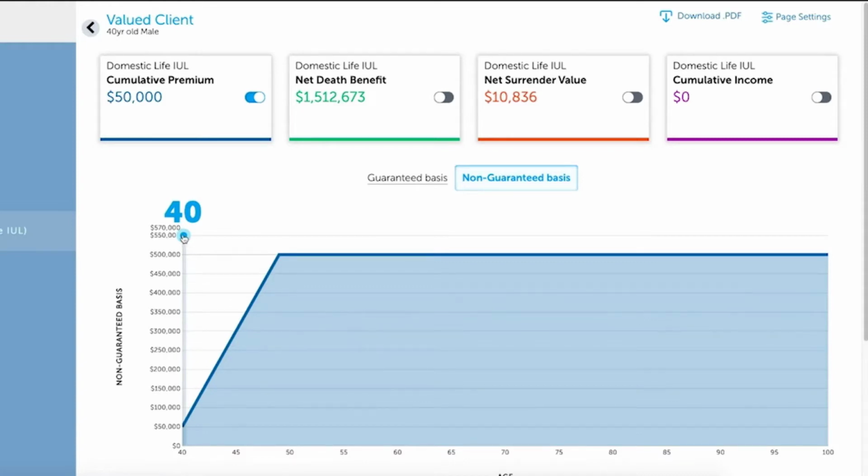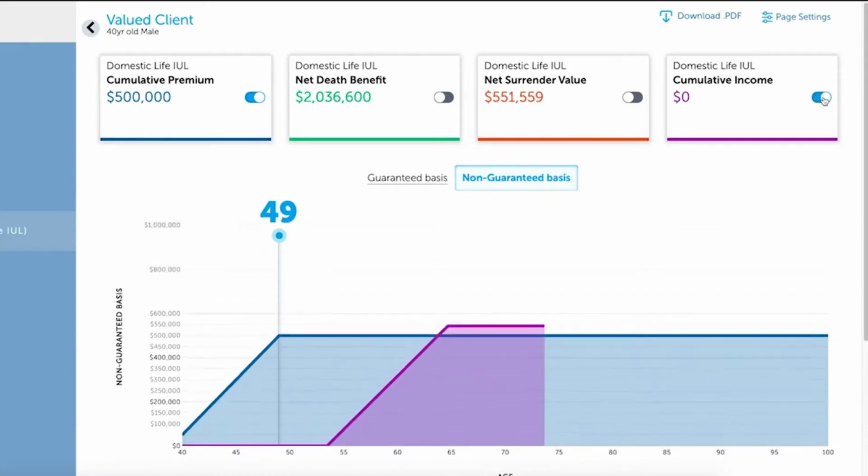Our client is funding this policy with $50,000 of premium annually. As we move the pin, we see the $50,000 going in at age 40. At age 41, they'll put another $50,000 in, going to $100,000. We'll keep funding the policy until age 49, in which case we'll have put $500,000 into the policy. That's usually the first step to show and build understanding.